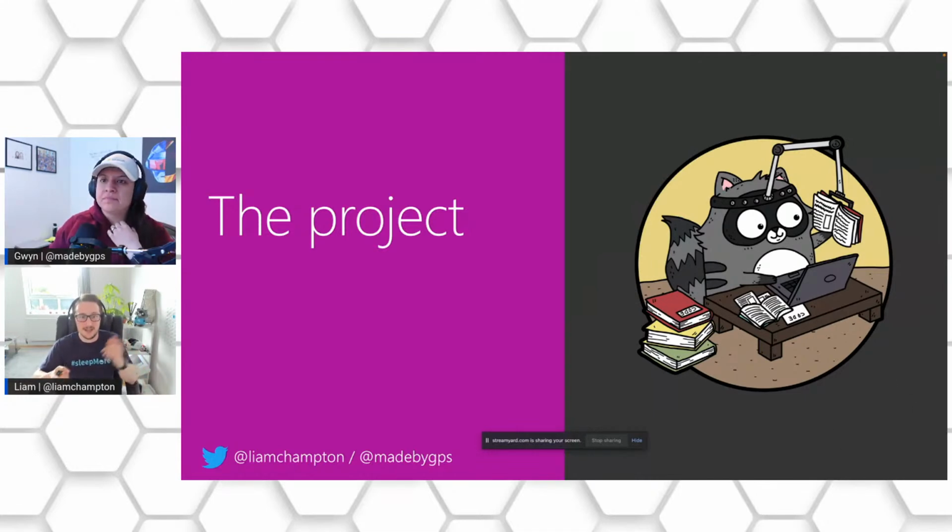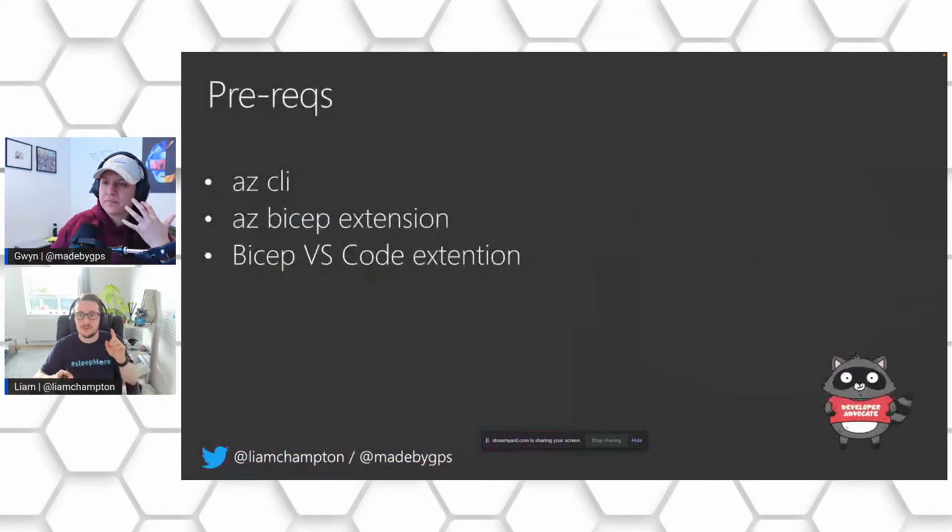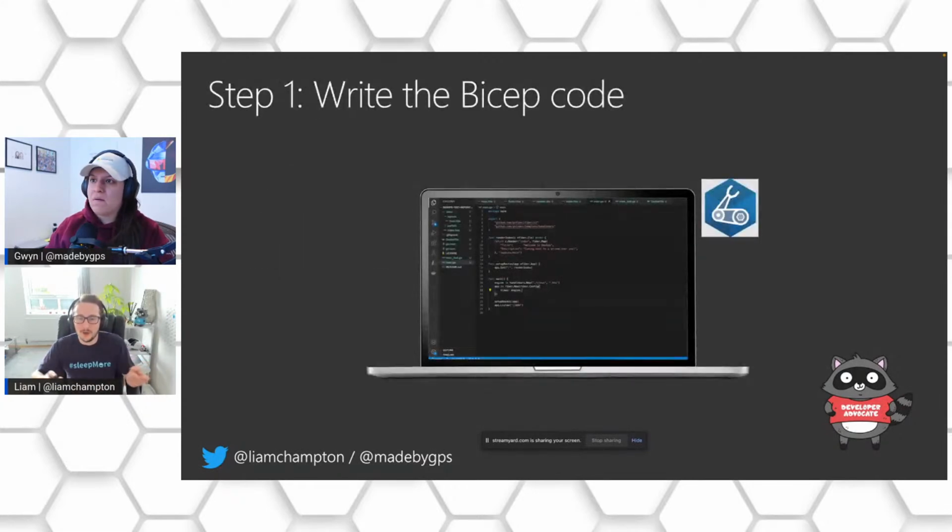Prerequisites is the Azure CLI, so AZ CLI. You've got the AZ Bicep extension, which you should install as well, and in VS Code, the Bicep VS Code extension, to help you write this and navigate the syntax, should we say. And of course, the obvious, you need an Azure account. But like I said at the beginning, you can get that and set it all up for free.